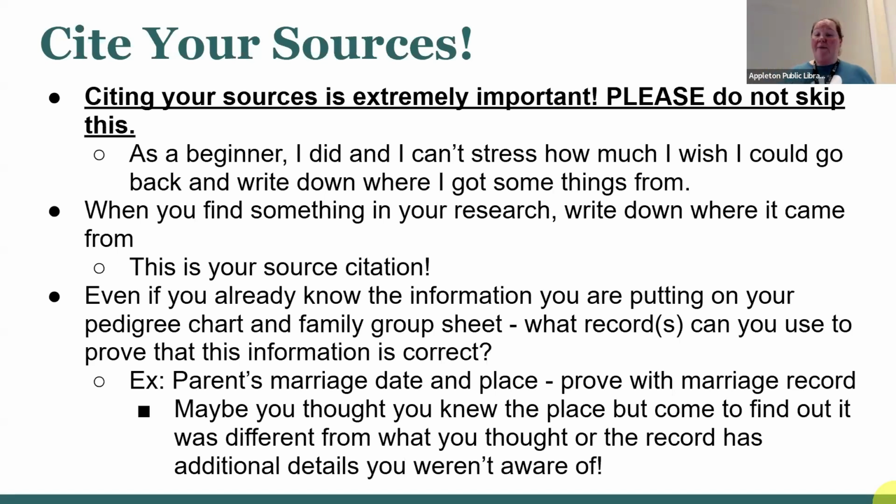Even if you already know the information in your head that you are putting down on your pedigree chart or your family group sheet, what records can you use to prove that that information is for sure right and not just relying on your memory? So your parents' marriage and date, like I said, we can prove that information with their marriage record. So maybe you thought you knew the place, but you come to find out it was actually a different place than what you thought. Well, the record is going to give you that for sure confirmation that it is the right place or it is the wrong place.